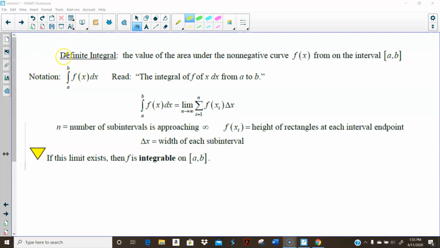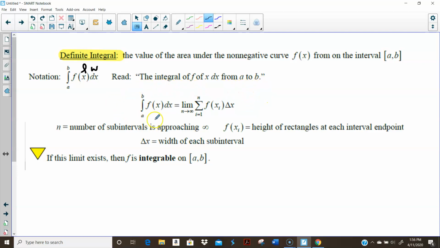So looking at the integral, the value of the area under the curve from one interval a to b is written in this notation. a is the interval you're starting at, and b is the interval you're ending at. f of x is referring to your function, which is representing the length, and dx is representing the width. And you read it as the integral of f of x dx from a to b.